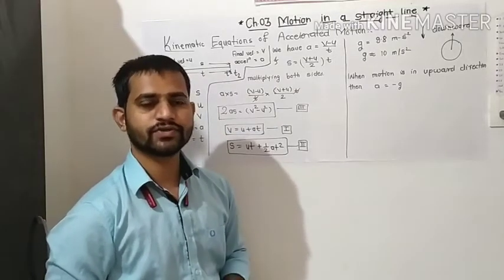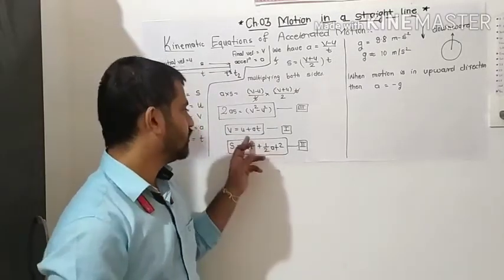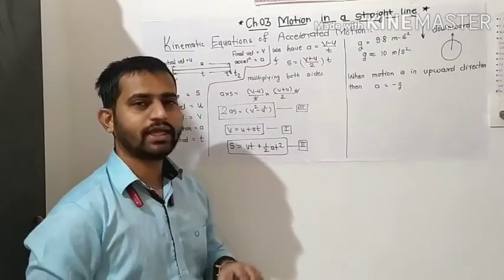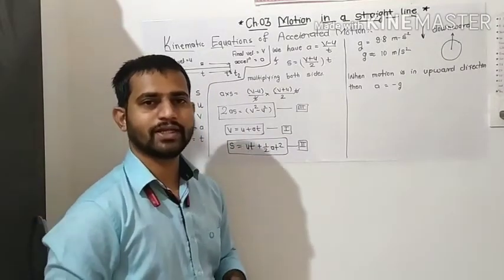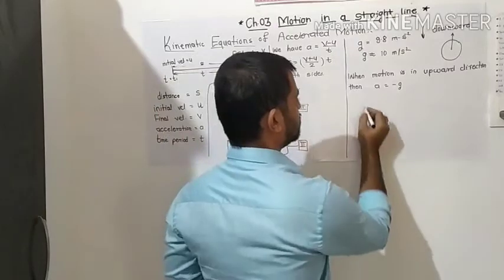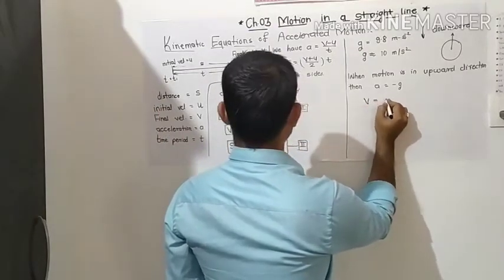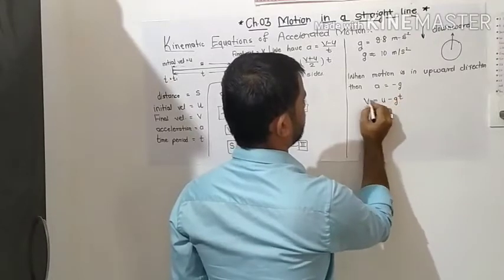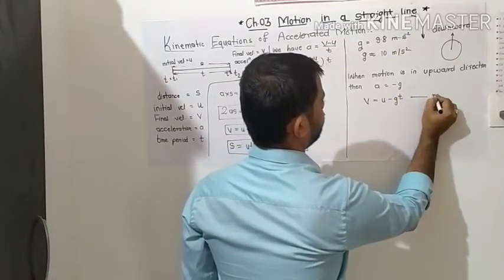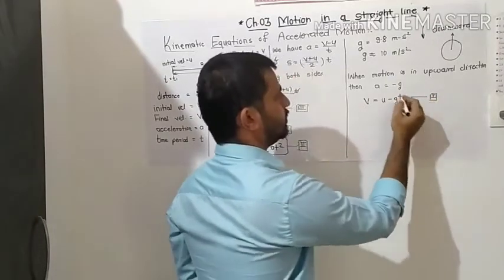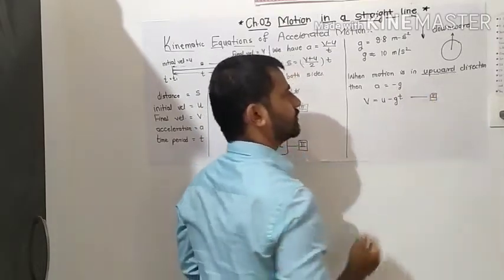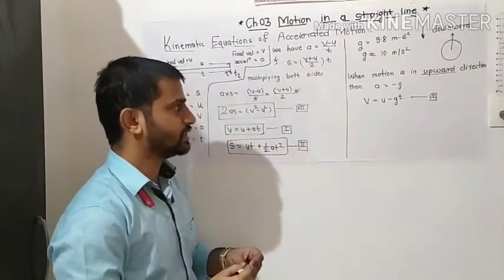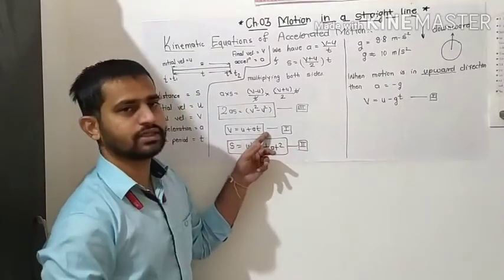What is our first equation of kinematic motion? That is v = u + at. In that we replace a by −g, so our equation becomes v = u − gt. This will be our first equation of kinematic motion in the upward direction. We just have to replace a = −g in this case.